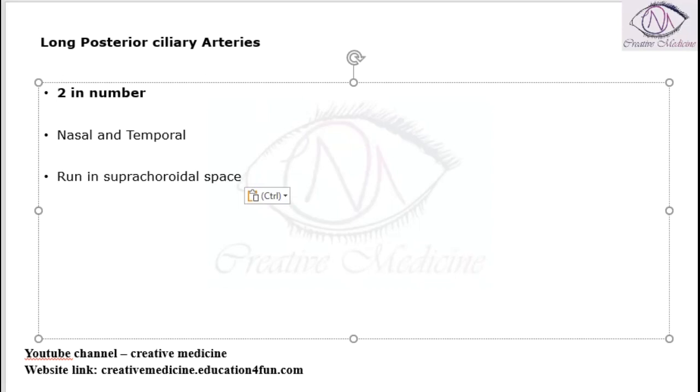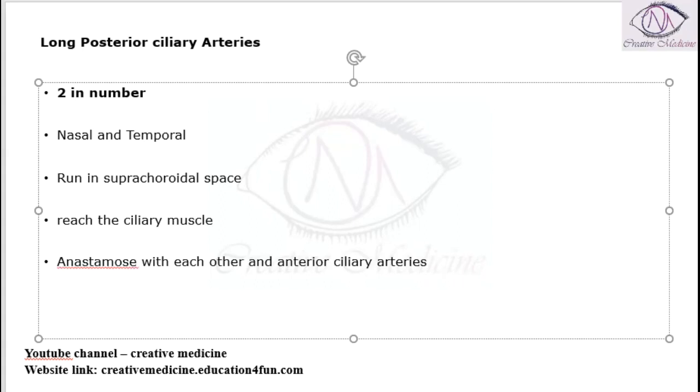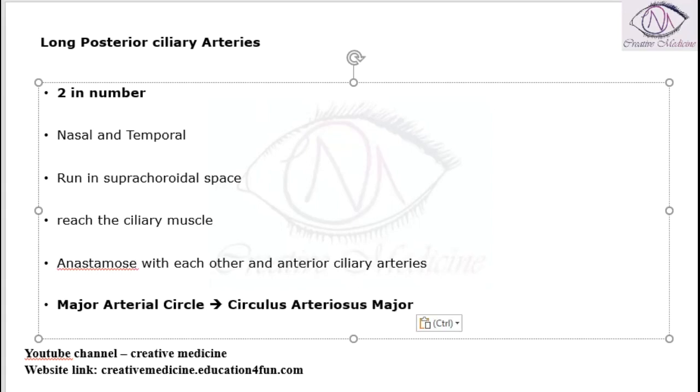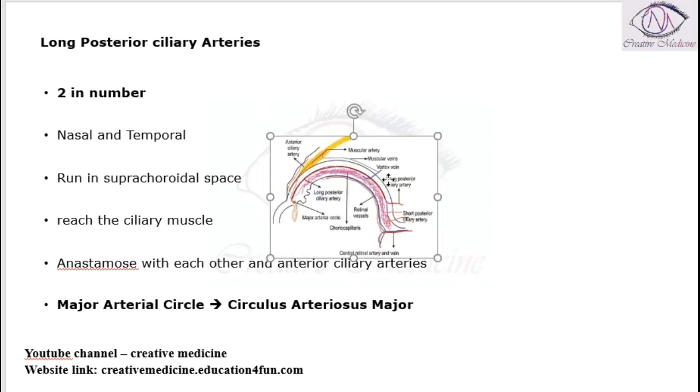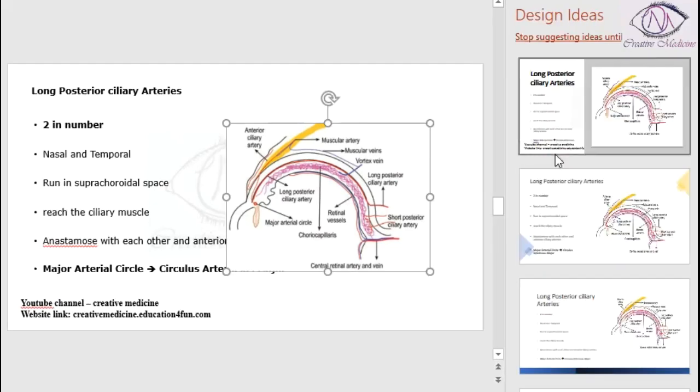suprachoroidal space and they reach the ciliary muscle, and in the ciliary muscle they anastomose with each other, and they also anastomose with the anterior ciliary artery to form a major arterial circle, which is also called as circulus arteriosus major. So they anastomose with each other and the anterior ciliary artery to form a major arterial circle or circulus arteriosus major.